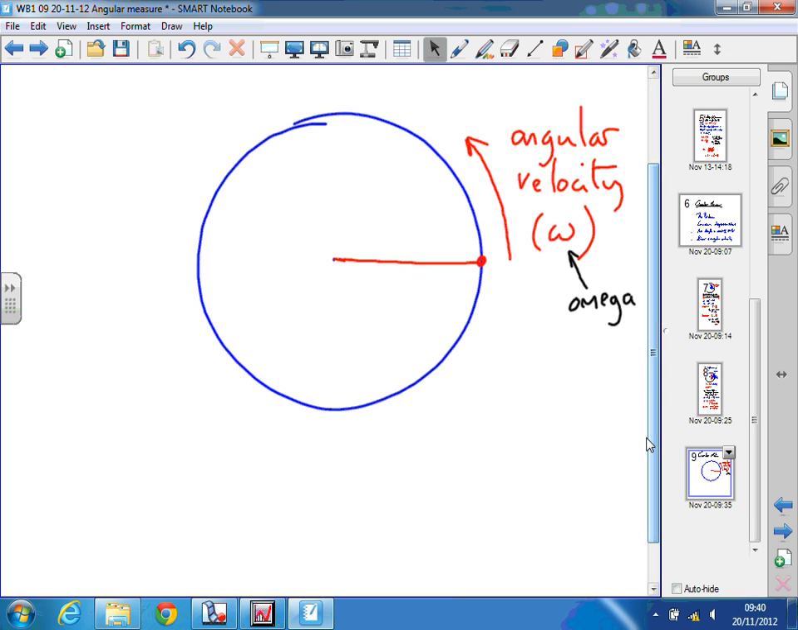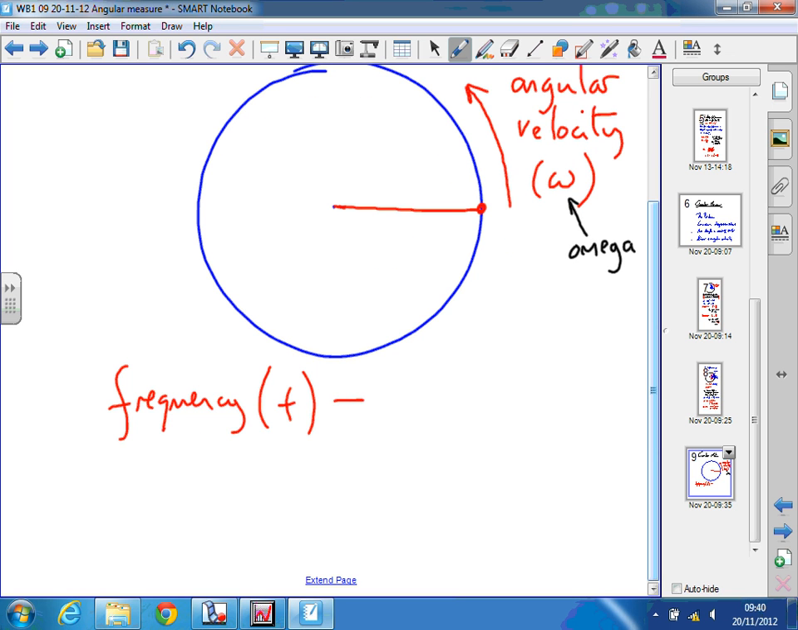We can also define something called frequency, f. And that's the number of complete revolutions or turns per second. The frequency.